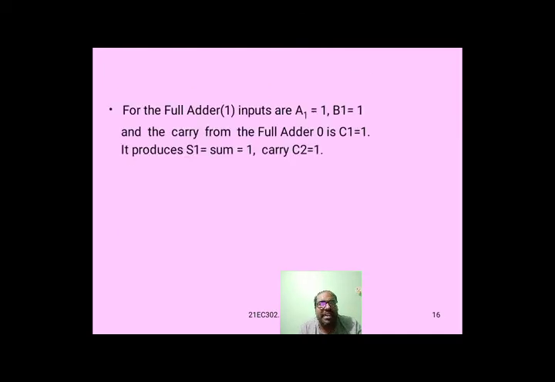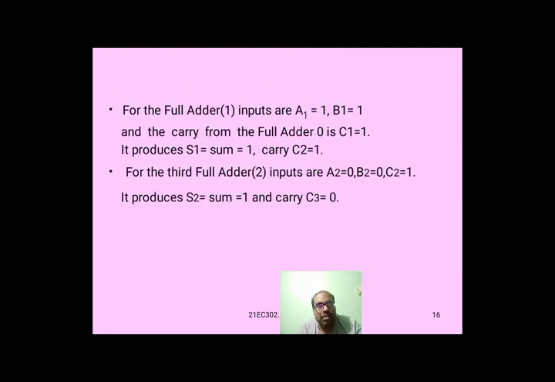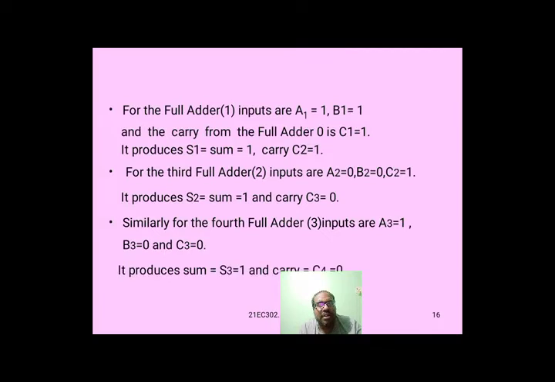Here I have explained it in sentence format also. Please have a look at it. For full adder 1, inputs are A1 equal to 1 and B1 equal to 1, and carry from the full adder 0 is C1 equal to 1. It produces sum S1 equal to 1 and carry C2 equal to 1.